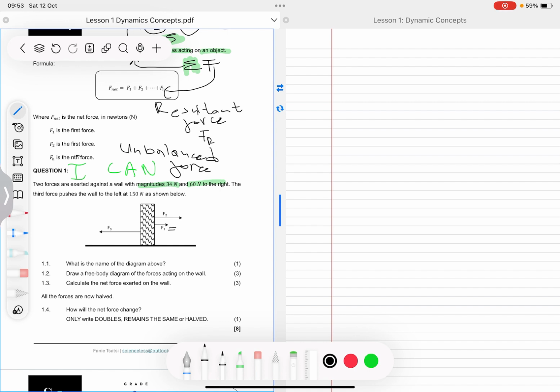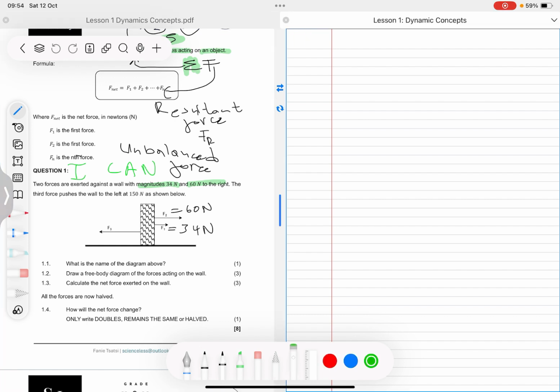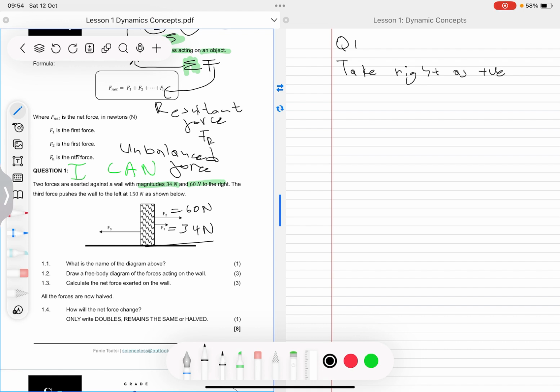That means now this is 34 Newton and this is 60 Newton here, right? And again, I think I'll then also start breaking down my question, so that now we can say, we choose direction and say, look, take right as positive. So anything that goes to the right on our problem would be positive, right?